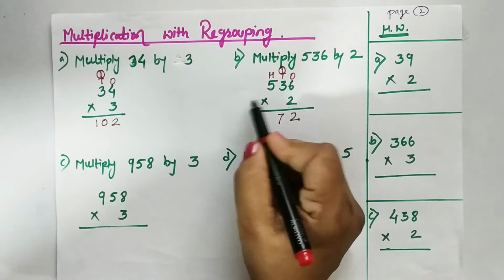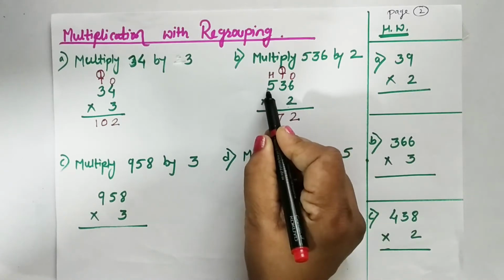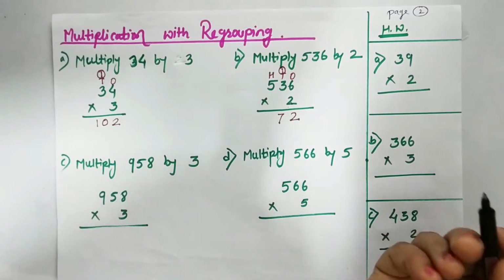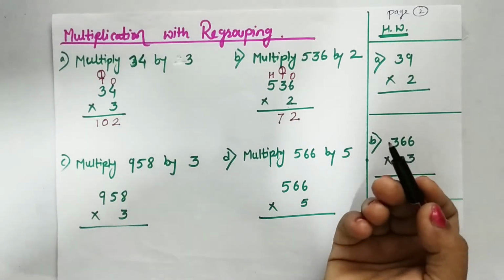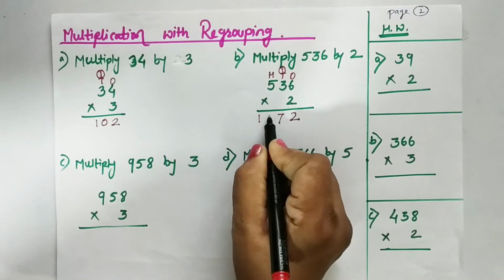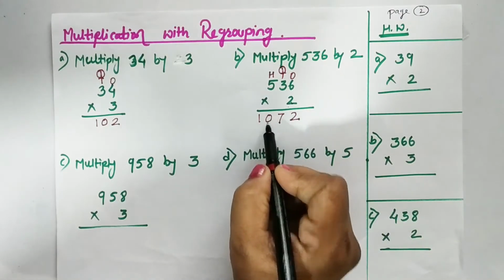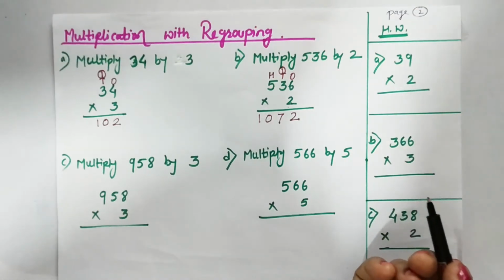Now this is done. Now we'll move towards the hundreds place. 2 5s are 10. Now 10 I will write as it is because I don't have a thousands place here. So I will write 10 as it is over here. So this way you have to do.